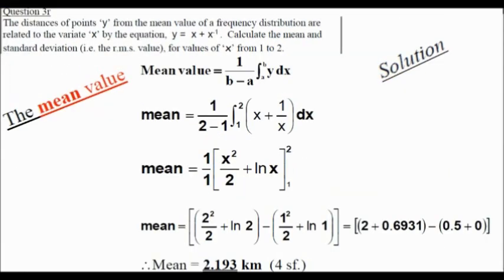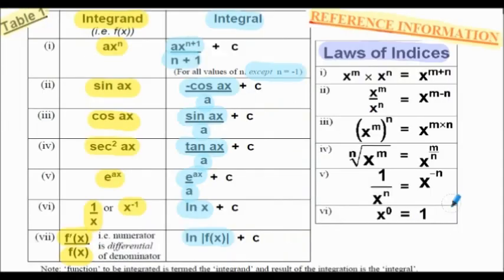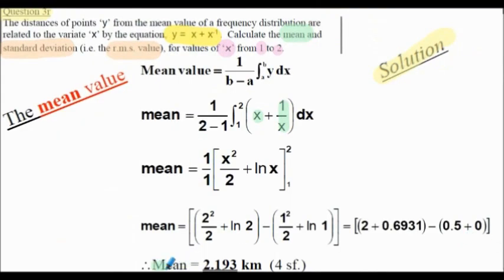And finally, question 3r solution. In this particular question, we're given a function, y is equal to x plus x to the negative 1. And we have to calculate the mean and the standard deviation, which is actually the r.m.s value, for limits of x between 1 and 2. I'll let you review the solution at your own pace. Just note that obviously x and x to the negative 1, or 1 upon x, are standard forms in our table. And the mean value is 2.197 kilometers to 4 significant figures.